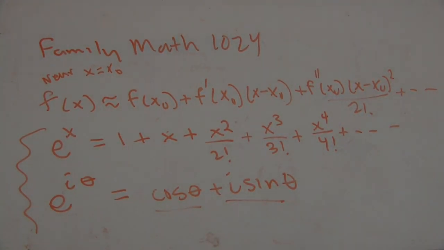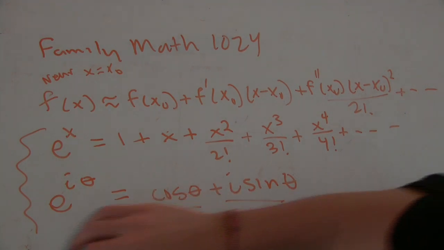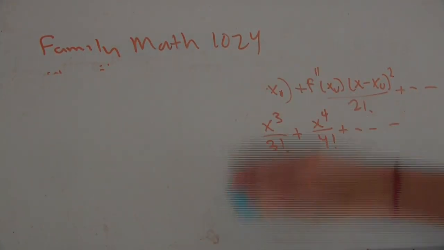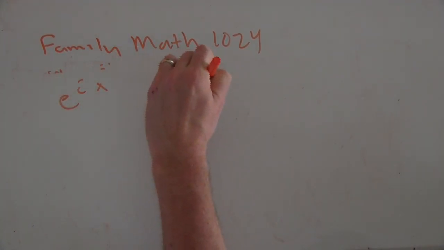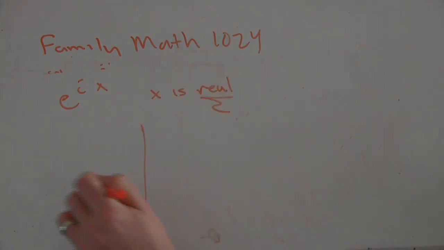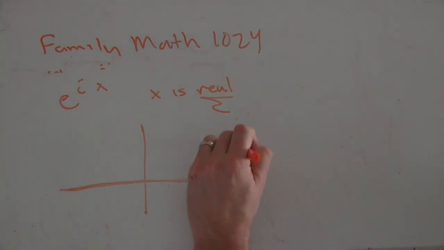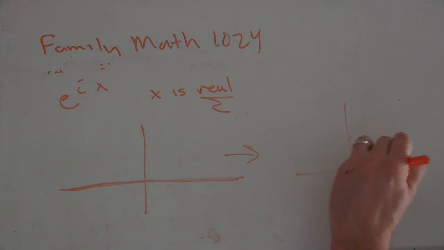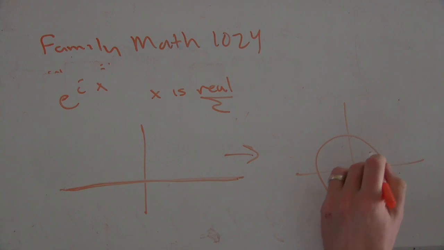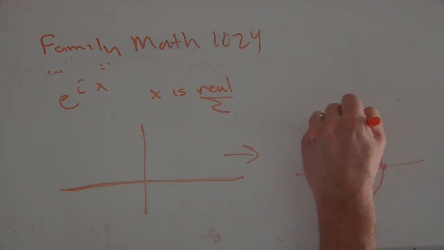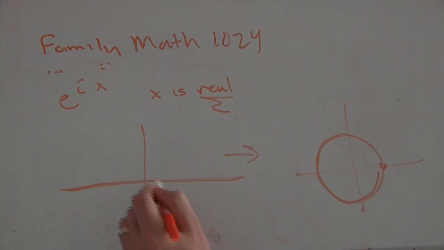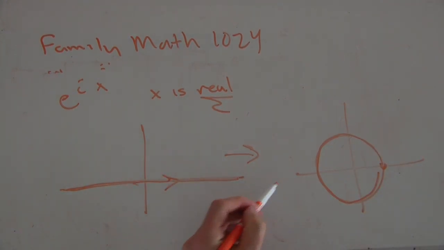And what that means is that if we look at e to the ix, where x is real, the real line is mapped to the unit circle. So at 0, I get 1, e to the 0 is 1, and then you wind around the unit circle as you move along the real axis. So it's actually a really interesting map.